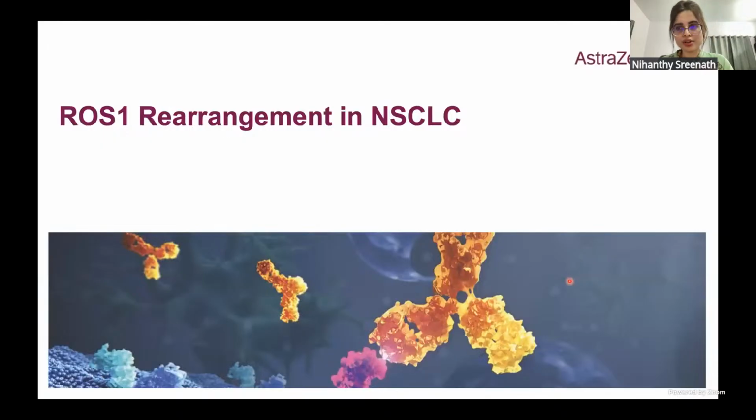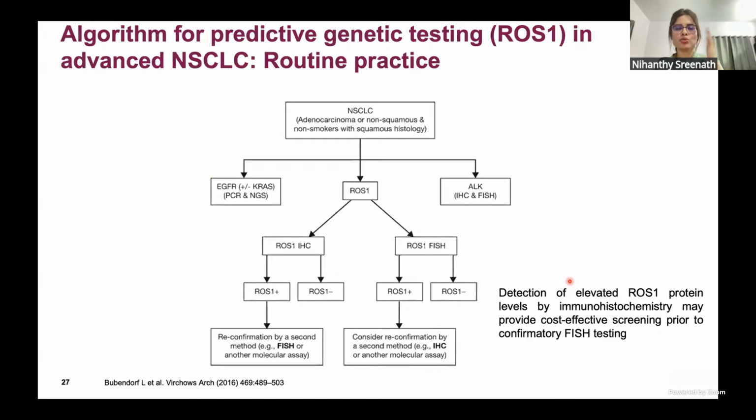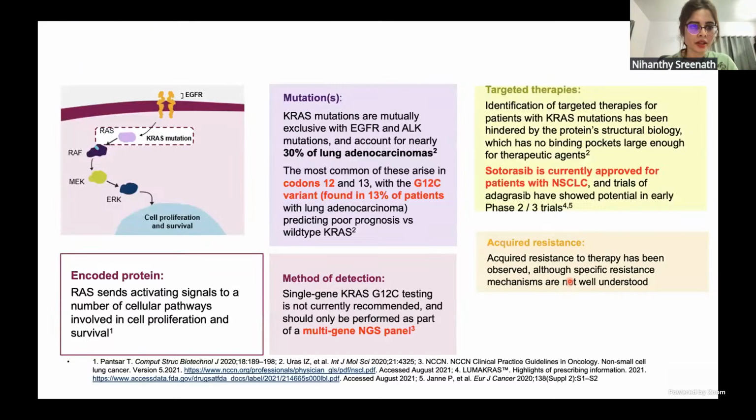So coming to the ROS rearrangements, again, these are the various pathways. Basically, any day a patient comes to us, we get the basic single gene, or currently you should advise at least a 12 gene NGS panel, and then you get the EGFR and ALK-ROS testing. Next comes the ROS. ROS can be done either by IHC or FISH. The main thing is that a reconfirmation method is very important because of the false positivity and increased sensitivity also.